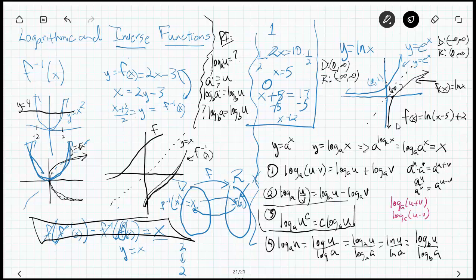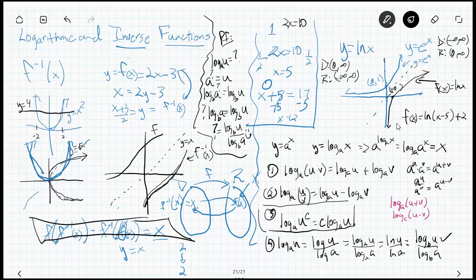I'm trying to solve for question mark. So this is akin to solving 2x equals 10. I'm just going to divide through by 2, multiplying by the multiplicative inverse. Anyway, so question mark is equal to log base b of u over log base b of a. And we are done. We'll give it a little smiley face.